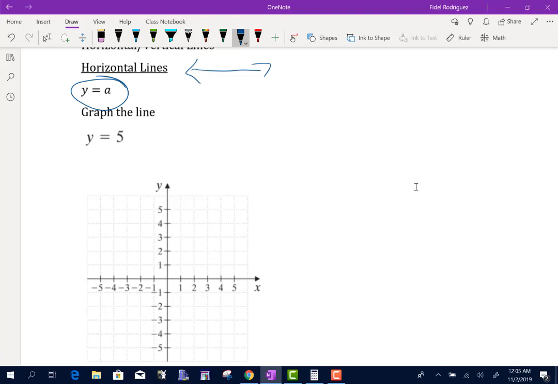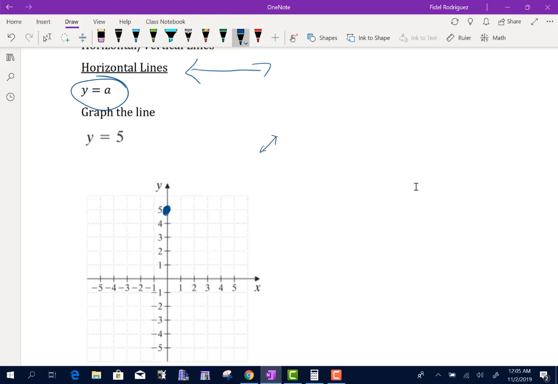Okay? So take a look here. It says y equals 5. So the first thing I'm going to do, I'm going to come up here to 5. I'm going to put a point right there. Okay? Guys, because my line is going to be horizontal, that means my line is going to go left and right. If you're doing this on MyMathLab, what I want you to do is click that point there. Make sure you pick the little line function.